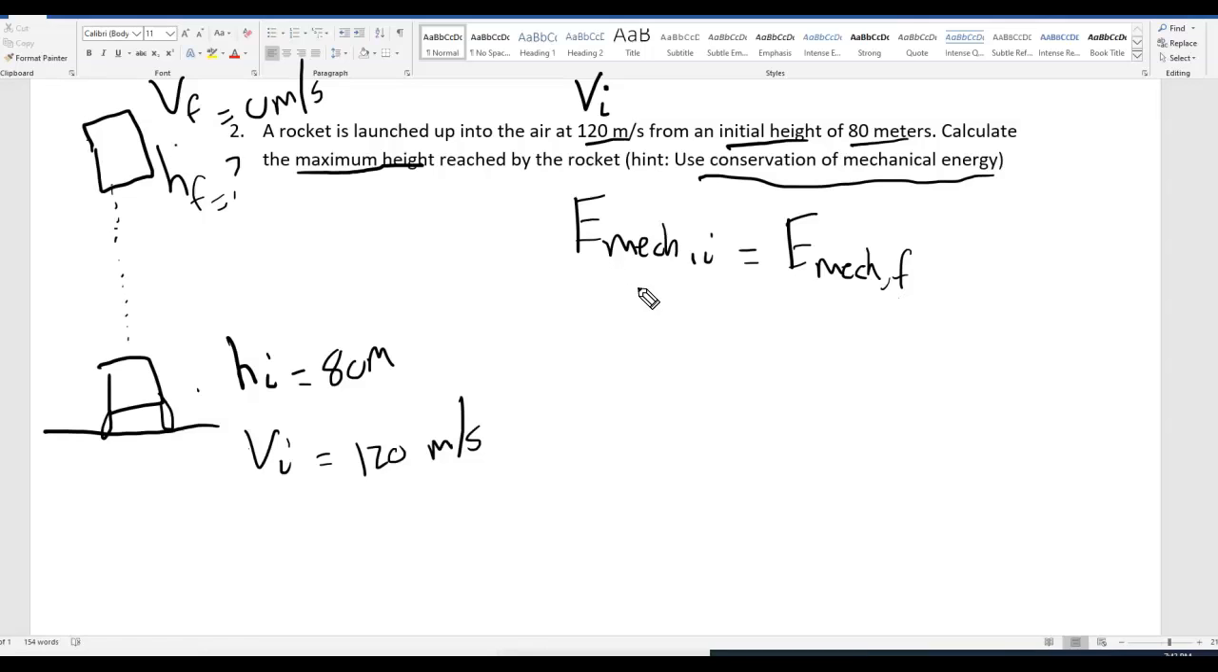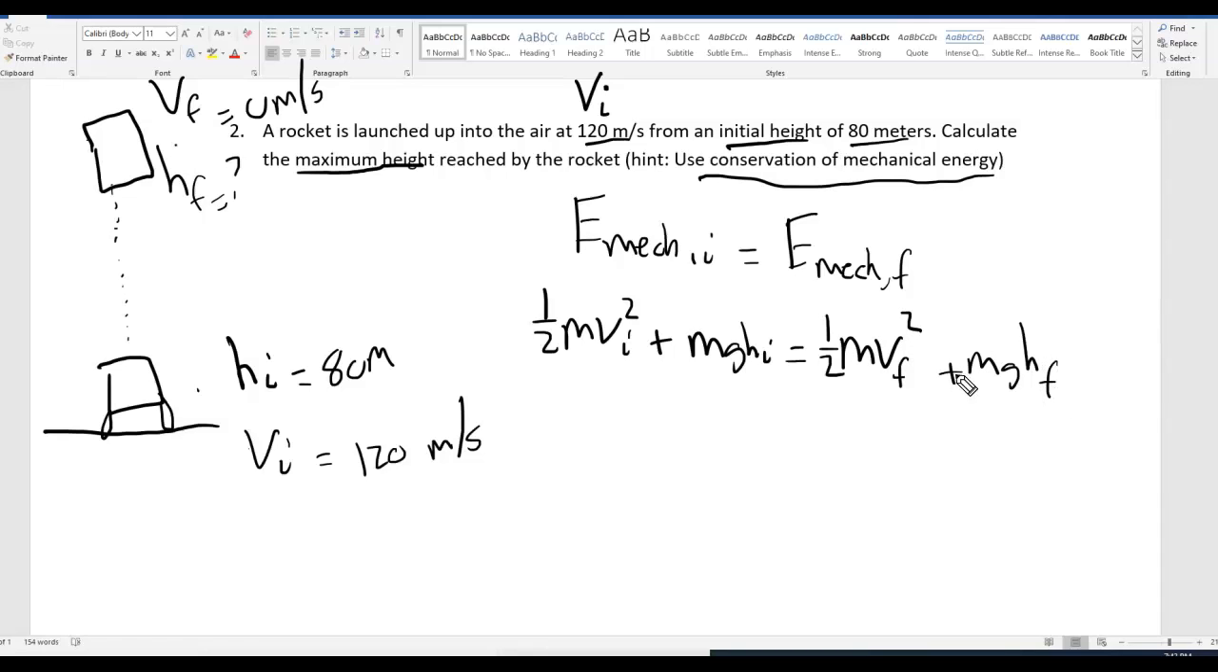So I'm going to take this equation and expand it out. For the initial mechanical energy, I'm going to write 1/2 m v_i squared, that would be the initial kinetic energy, plus m g h_i, that would be the initial gravitational potential energy, is equal to the same thing on the right side, 1/2 m v_final squared plus m g h_final. Basically I'm just plugging in the definition of mechanical energy, kinetic energy plus potential energy, into this equation.